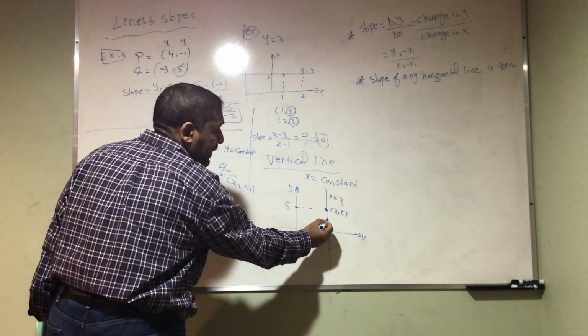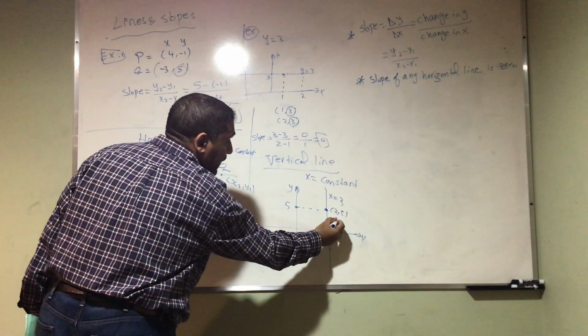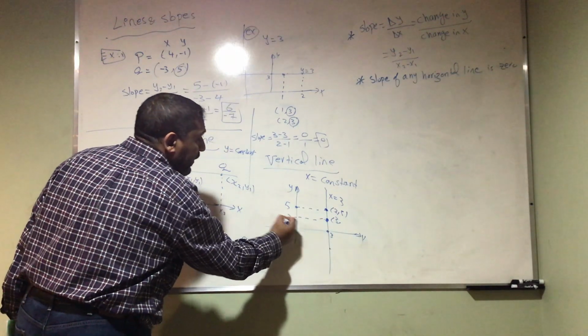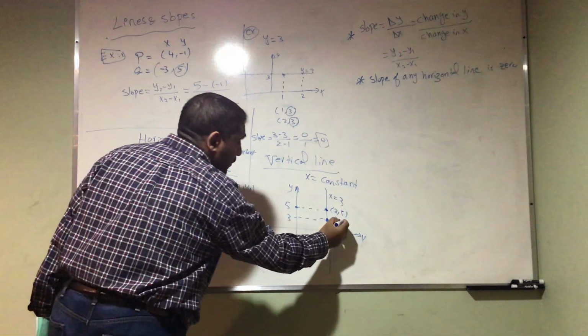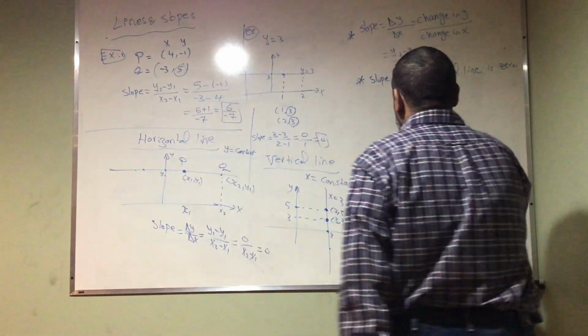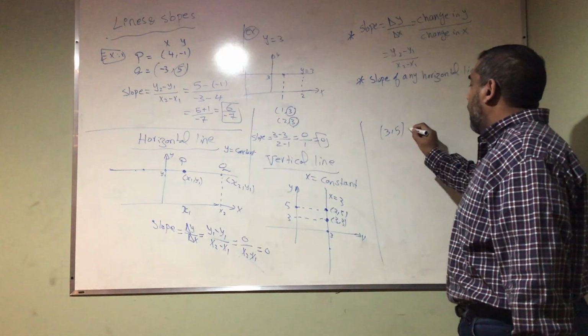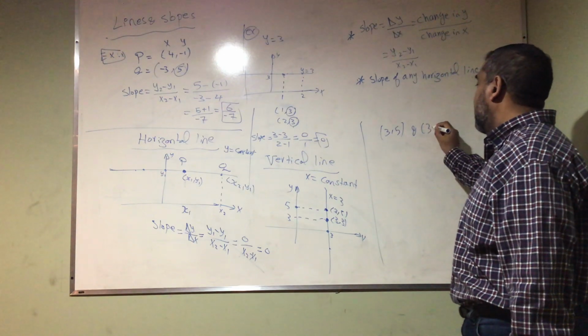I take another point here. What is your x? Your x here is still 3. But what is your y? Maybe here you get 3, just another number. So what are the 2 points here, guys? The 2 points I have here are (3, 5) and the second one here, (3, 3).